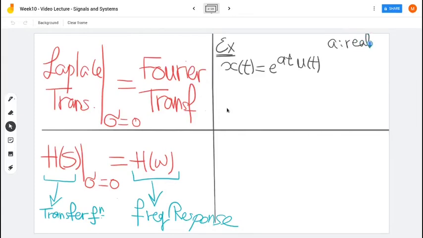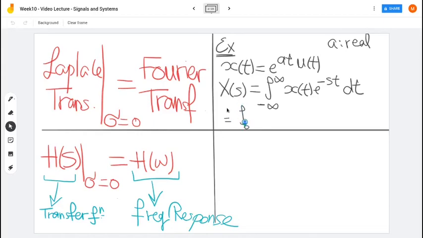So in order to find X(s), we'll apply the definition: integration from minus infinity to positive infinity of the function we have, x(t), times e to the minus st dt. X(t) in our case is multiplied by the unit step u(t), so the integration should start from 0 up to infinity, because from minus infinity up to 0, the u(t) part of the function will give us a 0. So it's basically e to the power at times e to the power minus st dt.